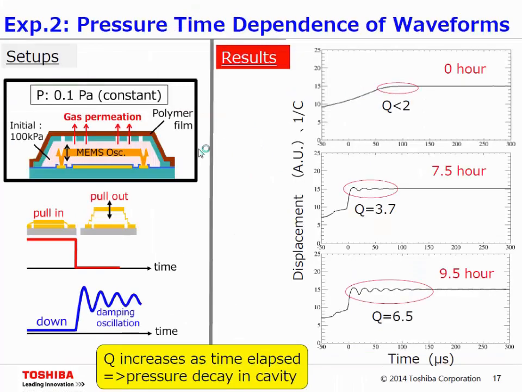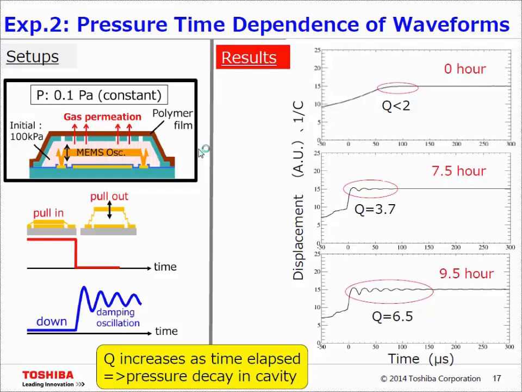So the next experiment is, we put a sealed dome into a vacuum chamber. Then we observe the waveform changes against time. At the beginning, we do not see any oscillations, which means that the pressure is really high inside the dome. And at around 7.5 hours, we see some oscillations, which correspond to a Q factor of 3.7, and that goes up as time goes on. So this directly means that the pressure is decaying in the cavity as time goes on.